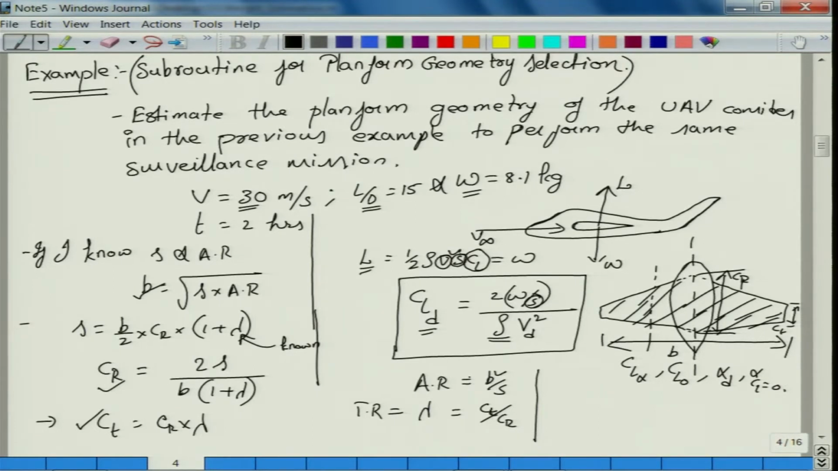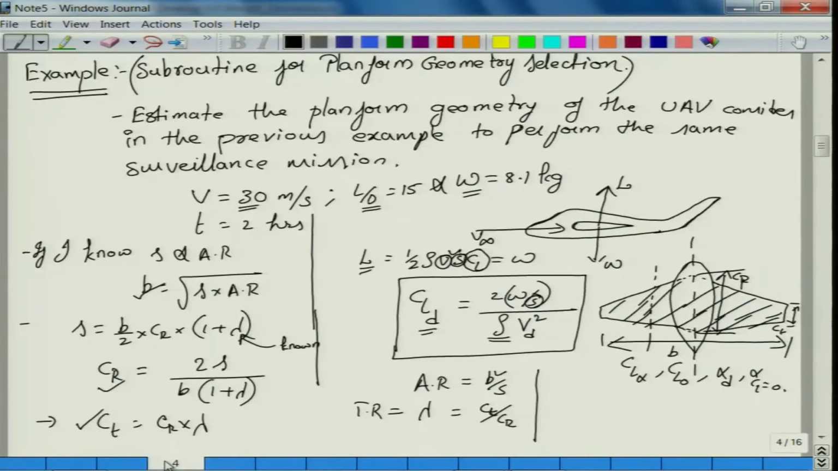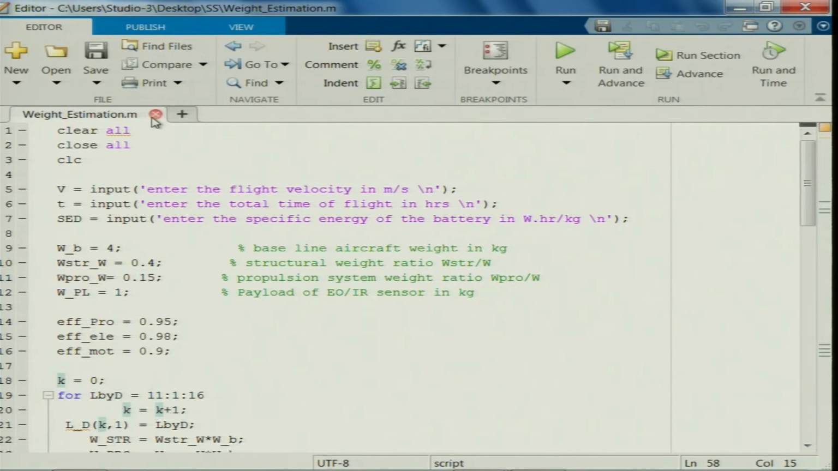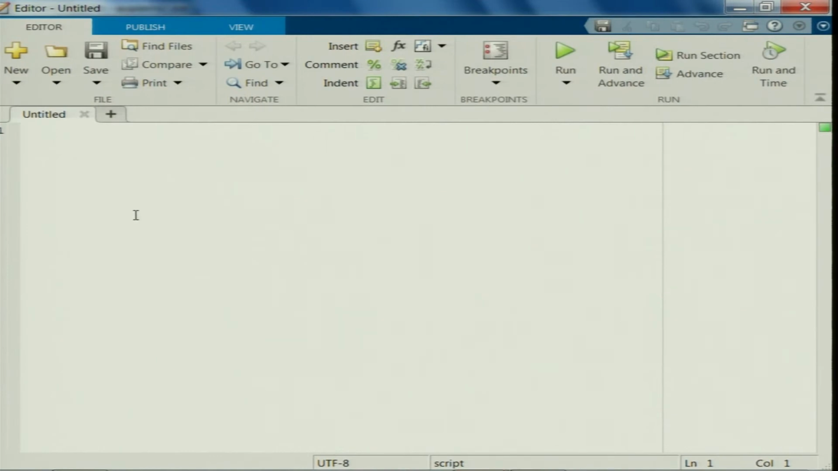Let us assume it is a surveillance mission at 3 kilometers. What was the earlier question? It was not mentioned there. So let us consider surveillance at 2 kilometers altitude, 2000 meters. That means we have to use the density function that we have developed earlier. So let us now start the new algorithm, a new subroutine.